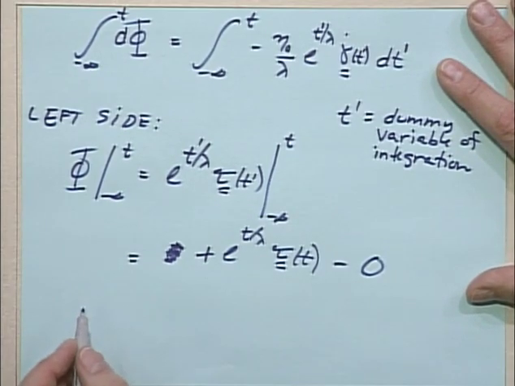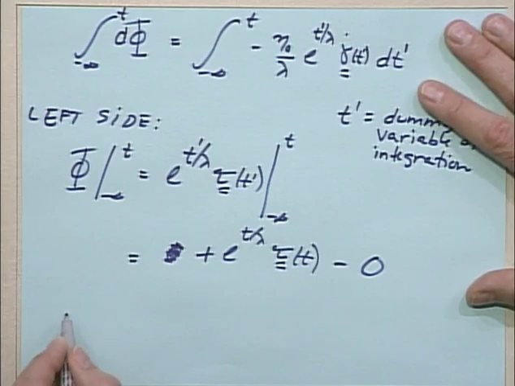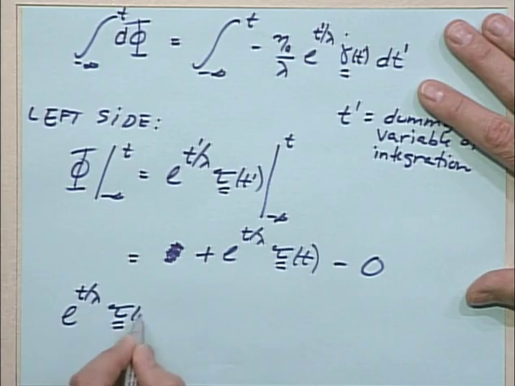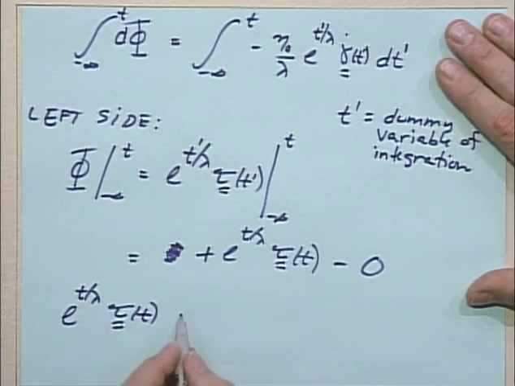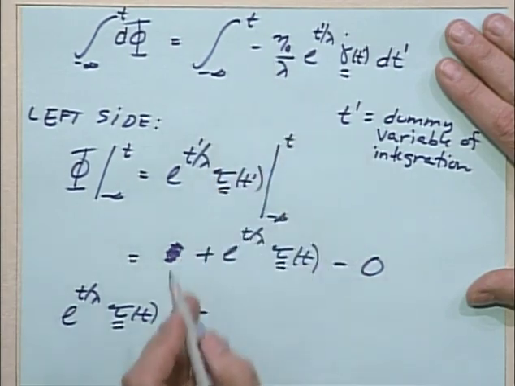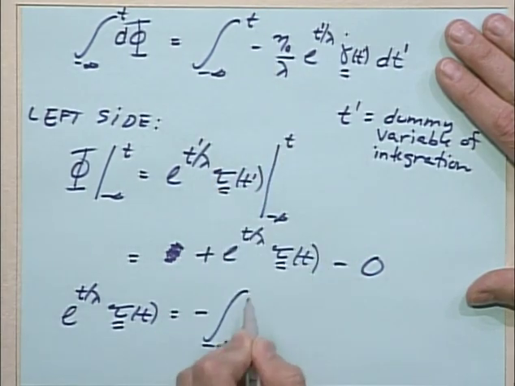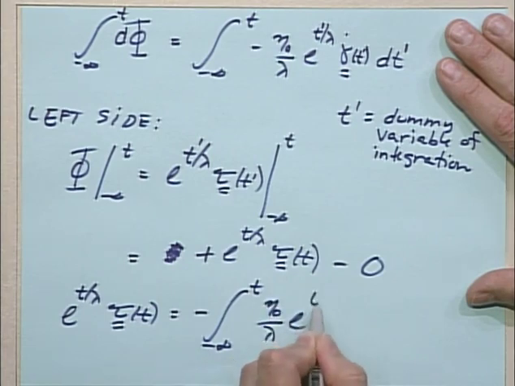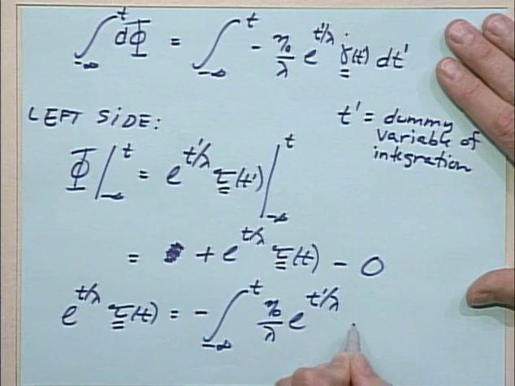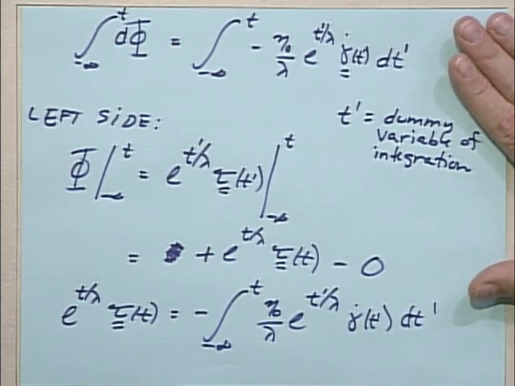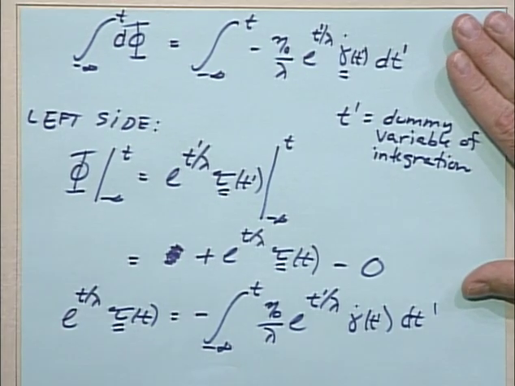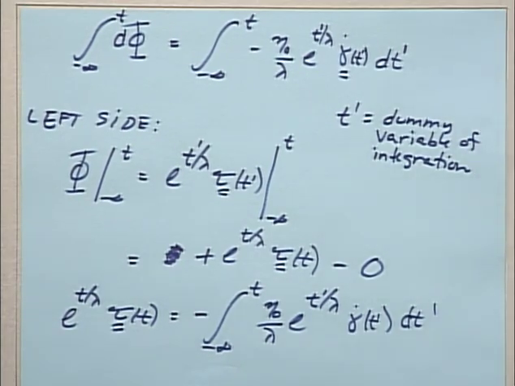So let's summarize here. The left-hand side is e to the t over lambda, the stress at time t, which is what we were solving for in the first place, equals minus, I'm taking this minus sign out now, integral from minus infinity to t of eta naught over lambda, e to the t prime over lambda, gamma dot of t prime dt prime. Tensor. Thank you.